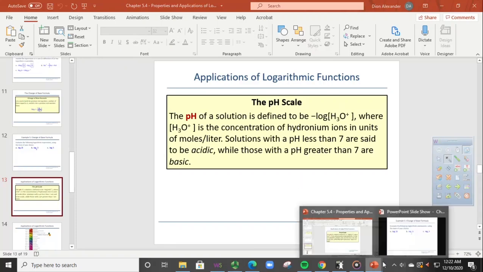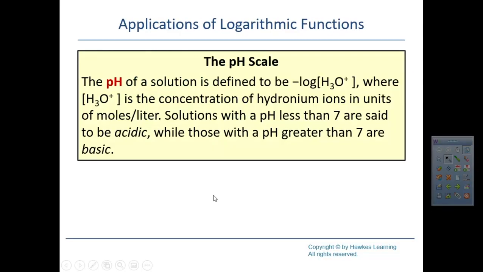All right, so finishing up. We're into these applications, and this first one we're talking about the pH scale. The pH scale of a solution is defined to be the negative log of H3O+, right?